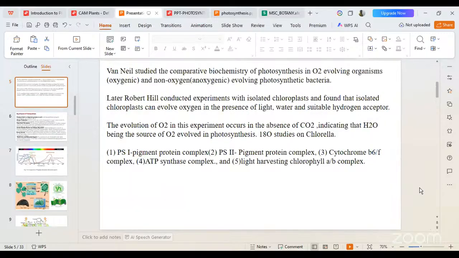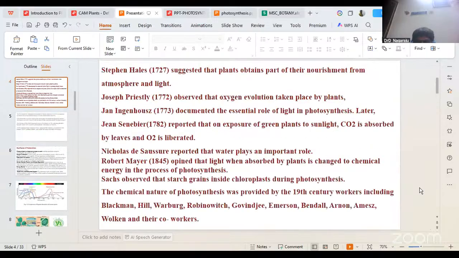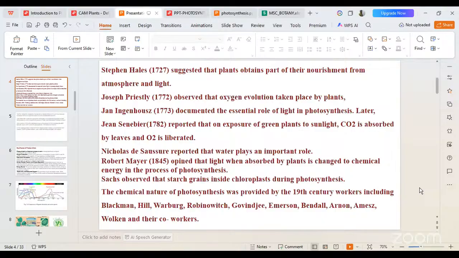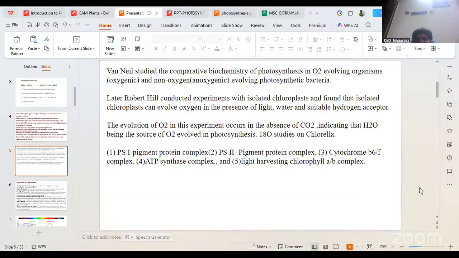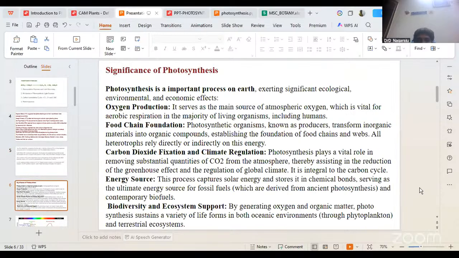Which one is the best one? Which one yields high energy? Non-cyclic, sir. Okay, here two are participating, PS1 and PS2 both are participating, and the electrons also move. That's why it releases more.